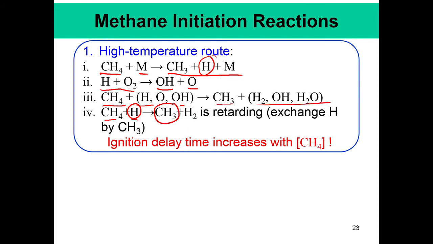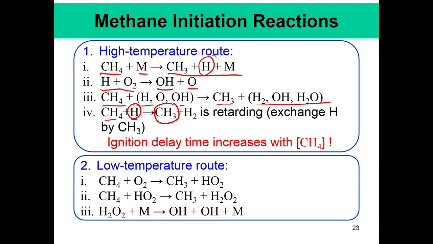As a result, if you see the ignition delay correlations of methane, you will see that methane comes with a positive exponent, that is, the larger the concentration of methane, the larger is the ignition delay, which is counterintuitive because methane is a fuel. But because this very energetic hydrogen radical that is produced reacts with methane to form this less energetic CH3, this becomes a retarding step, but these are the initiation reactions.